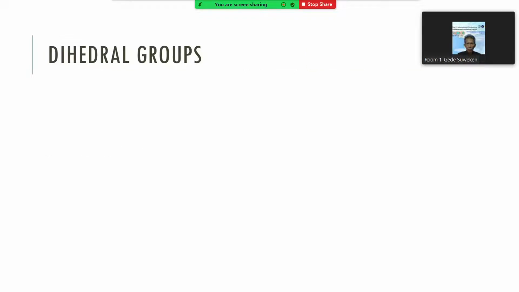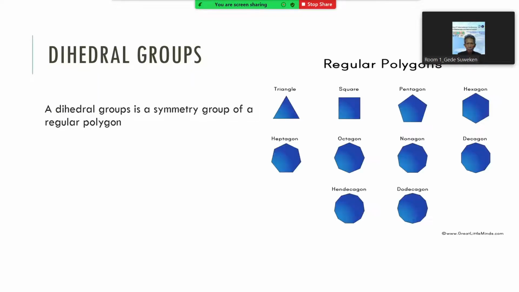Okay, first I want to introduce to the audience the dihedral group. A dihedral group is the symmetry group of a regular polygon. Okay, this is the polygon. The word regular means that the length of each side is equal, or the distance between the corners is equal.